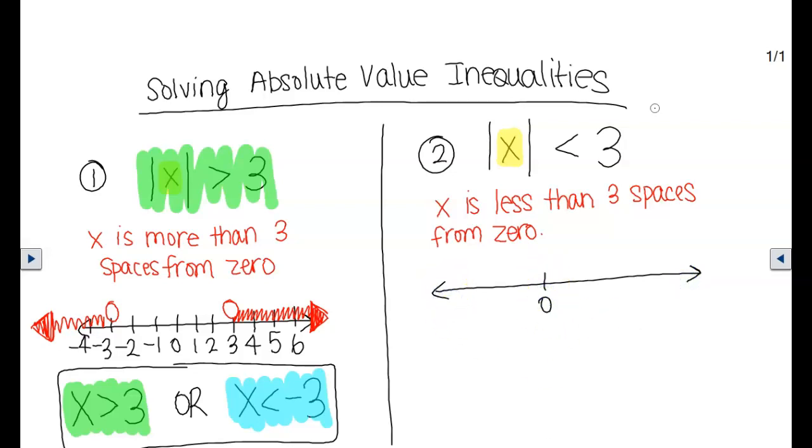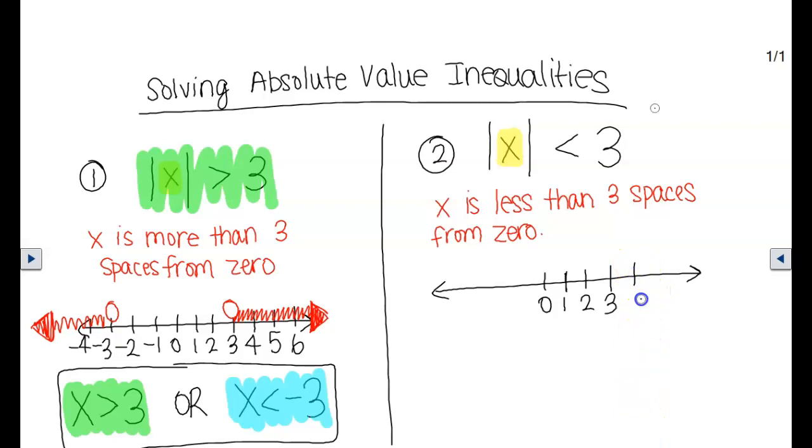All right, so right there is 0. Is 1 less than 3 spaces away? Sure. So 1 is a number that x could be. The absolute value of 1 is less than 3. What about 2? Sure, x could be 2. 2 is less than 3 spaces from 0. The absolute value of 2 is less than 3. What about 3? No. When I get to 3, the absolute value of 3 is not less than 3, it's equal to 3. But notice that that's kind of the borderline. That's where I'm exactly 3 spaces away from 0.